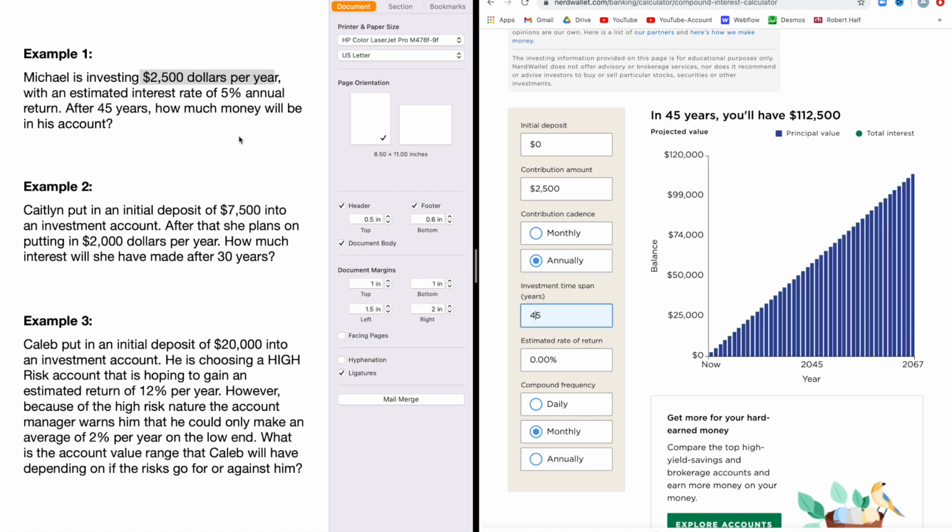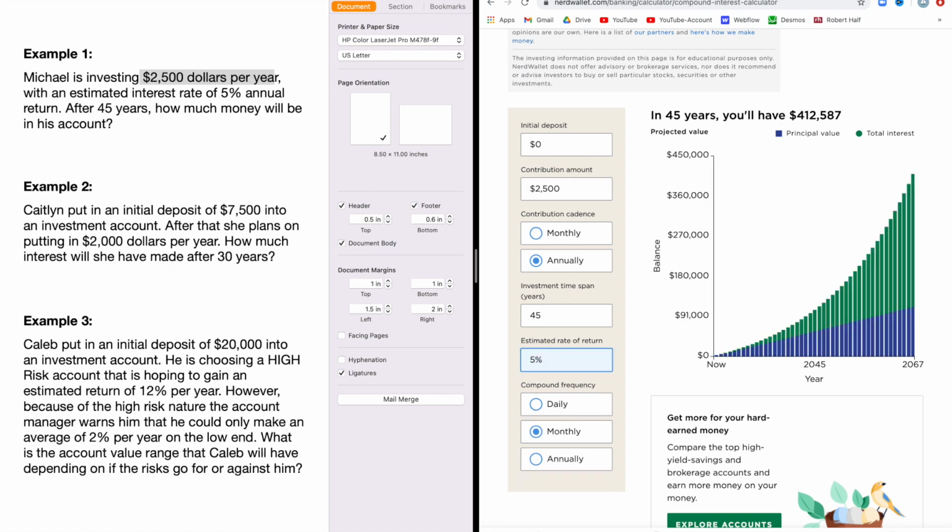And then this is the key. Again, 5% interest rate. So for our estimated rate of return, just delete all of that and type 5. And this is also key: compound frequency. Again, always do it annually. There's no realistic scenario where it does it monthly, so always do annually. And it doesn't change it all that much. So click annually, and again, just double check. We got no additional deposit, $2,500 per year. Per year means annually. How much will it be after 45 years? 5% interest rate, and always compounding annually.